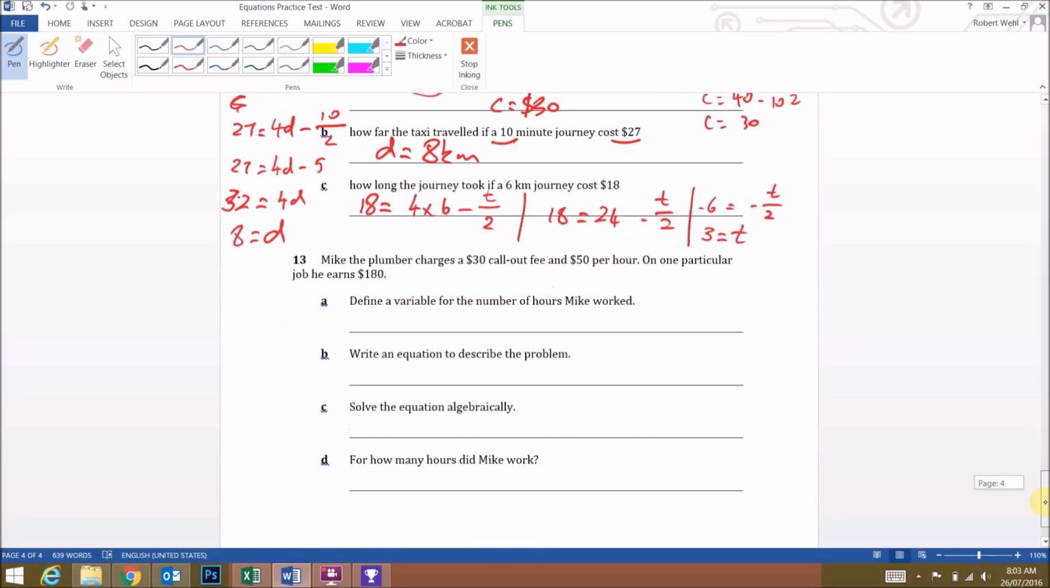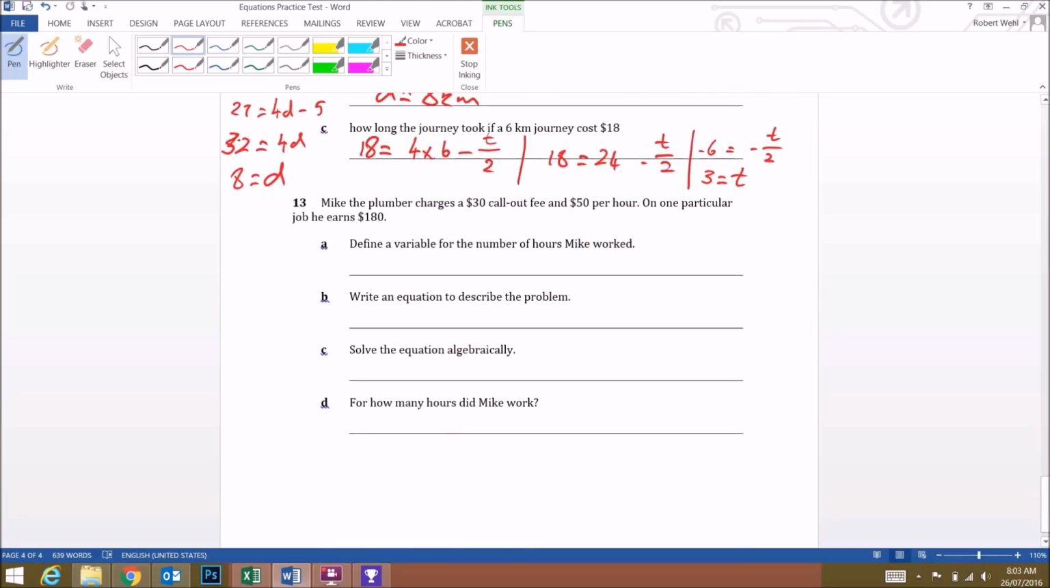Very good. Okay, let's look at question 13. Mike the plumber charges $30 for a call-out fee and $50 per hour. On a particular job, he earns $180. Define a variable. Just pick any variable, it doesn't matter. I'm going to say H for hours. Okay, just needs to be a letter in the alphabet, and you got that one correct. Write an equation to solve the problem. Well, he earned 180, so I'm going to write that equals 180 first. He always gets paid the $30 call-out fee, but it's a once-only payment, and then he works $50 per hour. Okay, so $50 per hour, so 50H, because that's my variable.